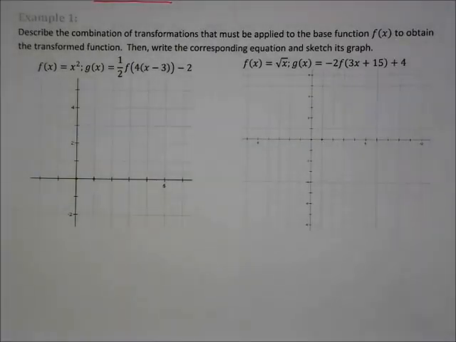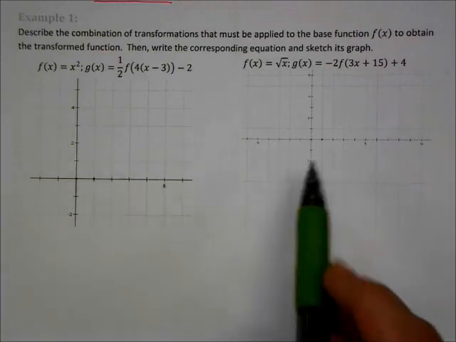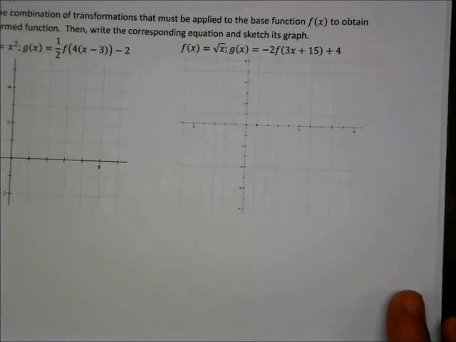So we're ready for our first example. Describe the combination of transformations that must be applied to base function f of x to obtain the transformed function. Then write the corresponding equation and sketch the graph. I'm going to work on this one over here.